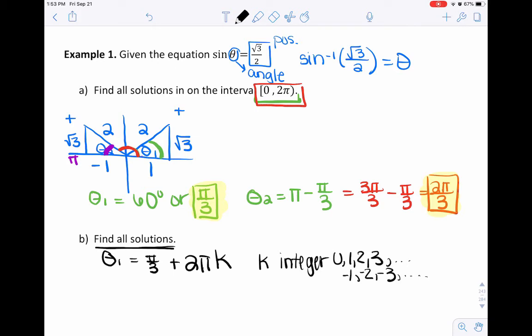And the second set of answers will be the same thing, but using the angle 2 pi over 3. So that would be written as 2 pi over 3 plus 2 pi k. And together that represents all the solutions for this equation.